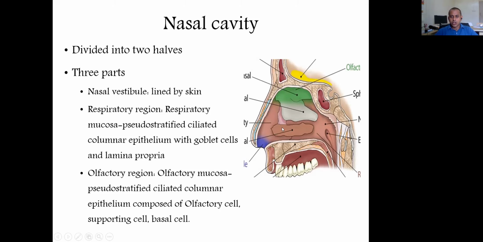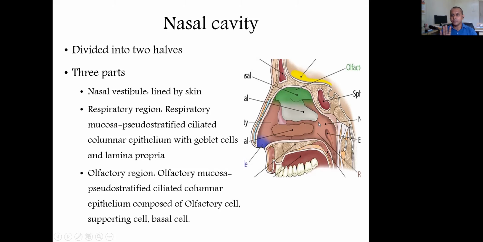Each half of this nasal cavity has three parts. This blue color, what you can see, is the vestibule, which is the opening. This is the nasal vestibule. The green part, what you can see right here, is the olfactory part. This forms the roof of the nasal cavity and occupies only one third of the nasal cavity. The remaining larger part is the respiratory part. So thus there are three parts: nasal vestibule, olfactory, and the respiratory part.